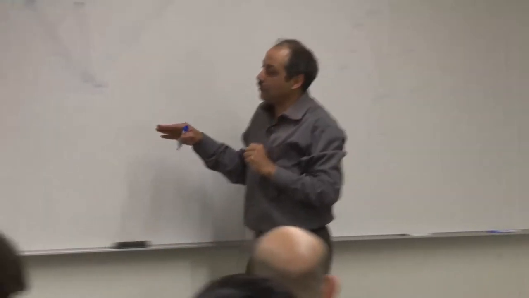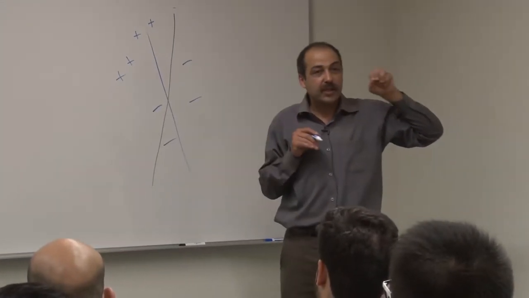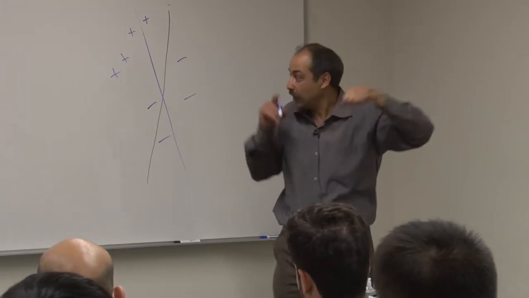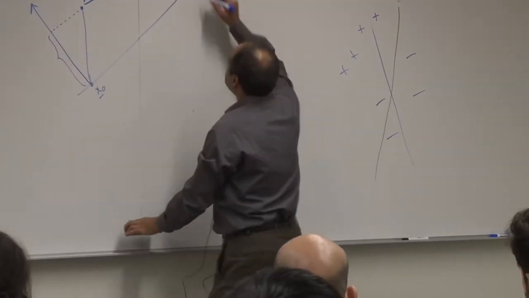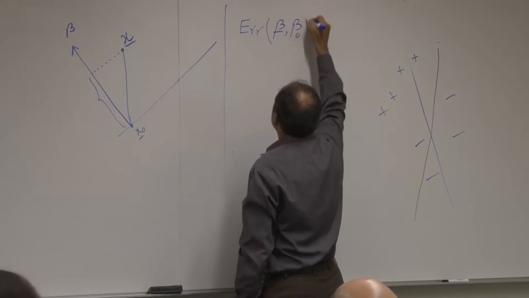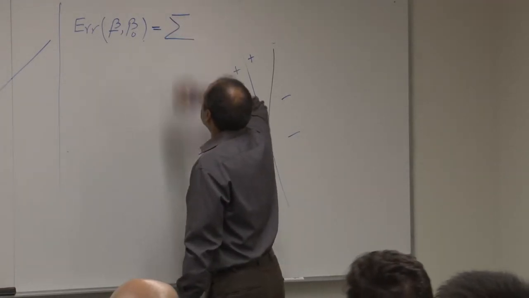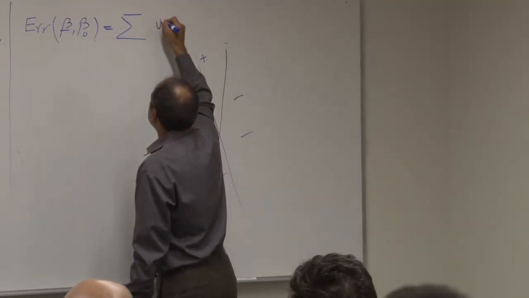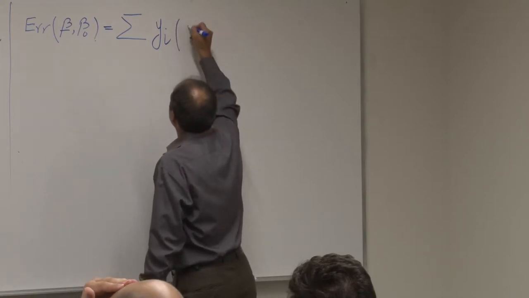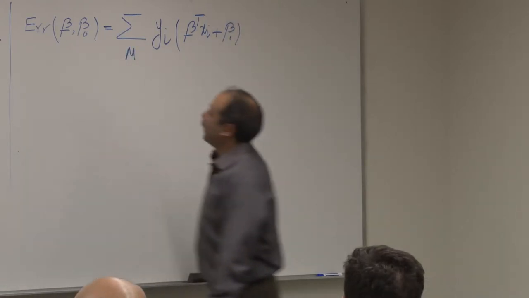So I computed the distance because I want to define my cost function based on it. There are some points that have been misclassified. I can define my cost function based on the distance of misclassified points to the decision boundary, okay? So basically, I can say my error function, which is a function of beta and beta null, a function of my parameters, is the summation of distances of points that have been misclassified.